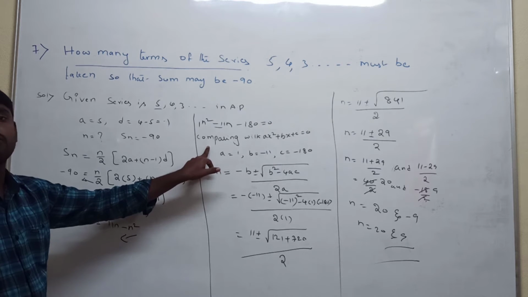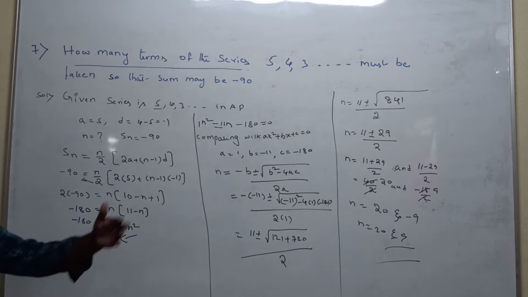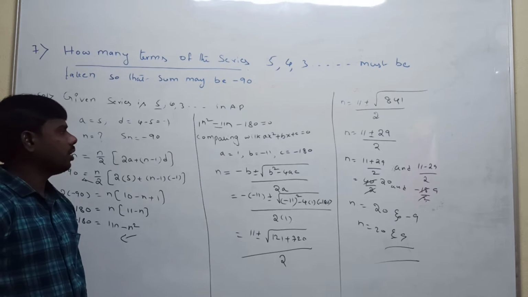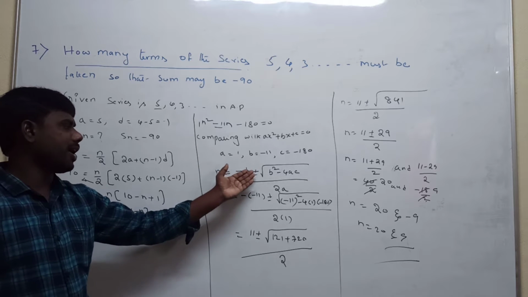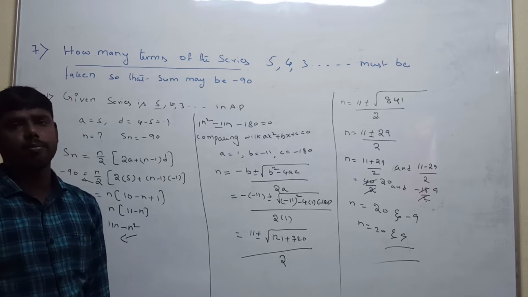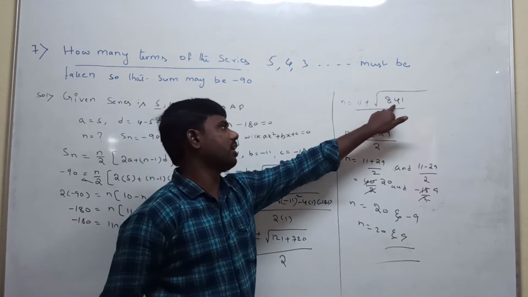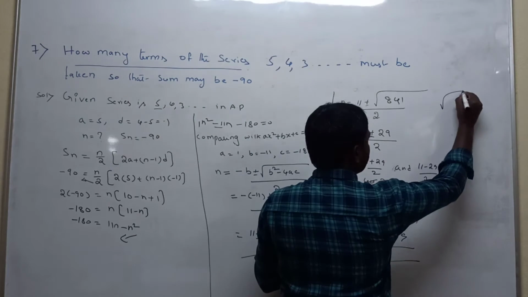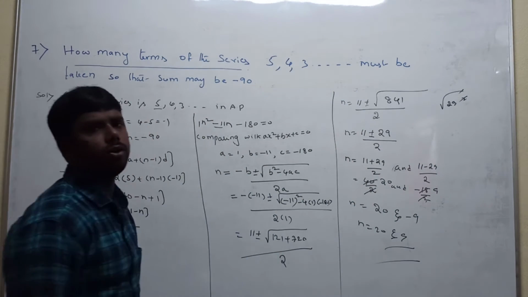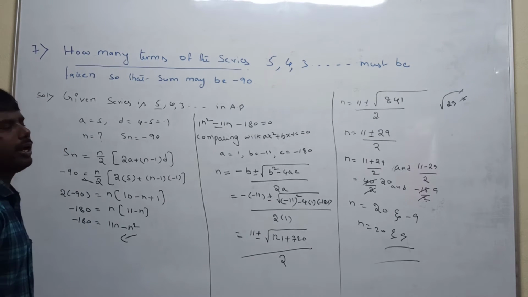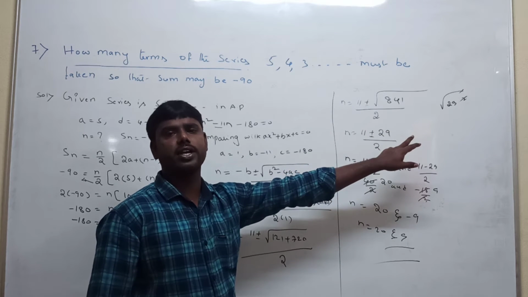Here we applied the formula method. Another method, the factorization method, we can also apply. Now we are applying the quadratic equation formula: minus b plus or minus square root of b square minus 4ac by 2a. We substitute all the values and we get root 841. Root 841 can be written as 29 square, the square root gets cancelled, so root 841 value is 29. Plus or minus 29 means one is plus 29, another one is minus 29.